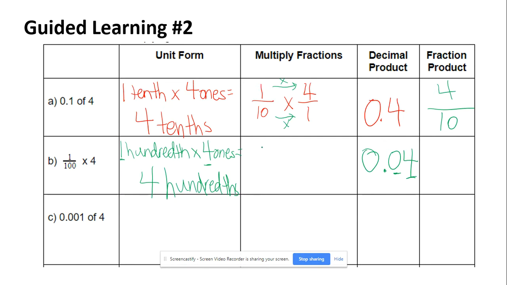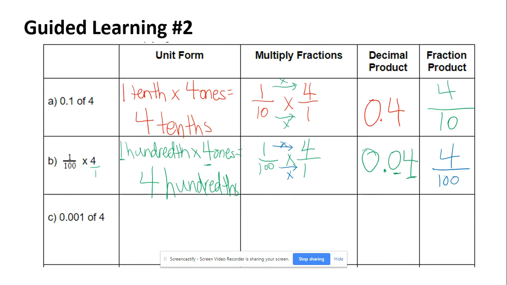Now we're going to move on to multiplying fractions. We have 1/100 already given to us. We're going to multiply it by this 4, which is the same as 4 over 1. And now once again, we can just multiply across. 1 times 4 is 4. And then 100 times 1 is 100. So 0 and 4 hundredths is the same as 4 over 100.